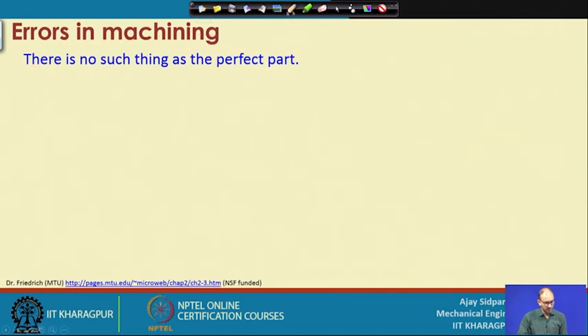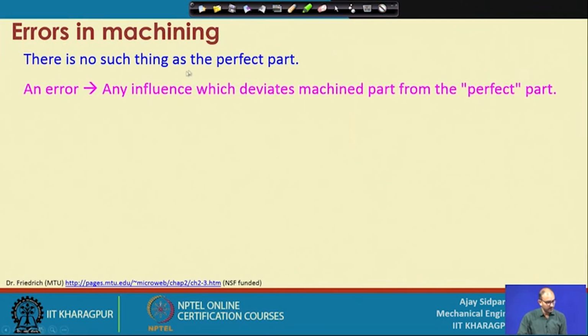So, what to do in this case? Whatever the difference is, we consider it an error. So, what is an error? Error is any influence which deviates the machined part from the perfect part. As we have seen, suppose you want a 10 millimeter diameter and you are getting 9.99 or 10.01, that means there is some deviation, and that deviation is considered an error.